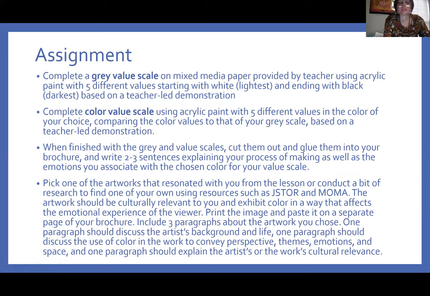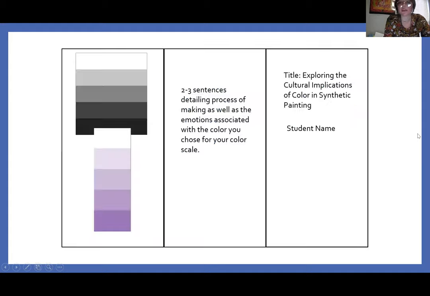Okay, so then along with this assignment, I'll have them pick one of the artworks that resonated with them from the lesson, or they could conduct a bit of research on their own, finding an artwork that they would like to use. And they could use sources like JSTOR or MoMA. The artwork should be culturally relevant to them and exhibit color in ways that affect the emotional experience of the viewer. They then would print the image and paste it on a separate page of the brochure, including 3 paragraphs about the artwork. One paragraph should discuss the artist's background and life. One paragraph should discuss the use of color, and one paragraph should explain the artist's or the work's cultural relevance.